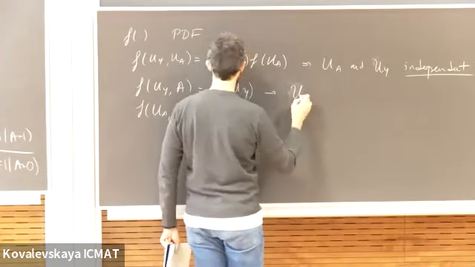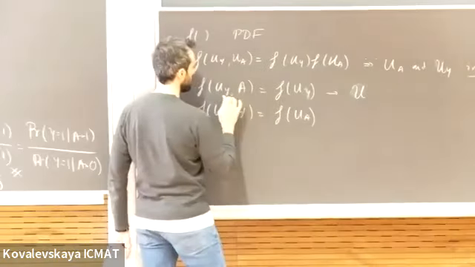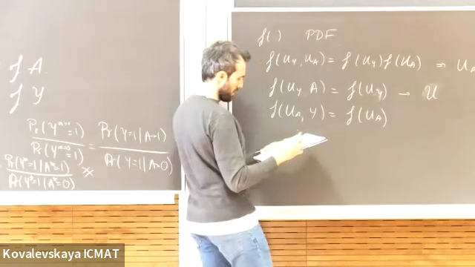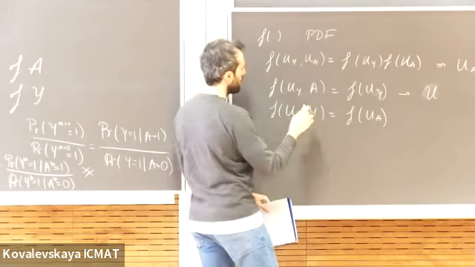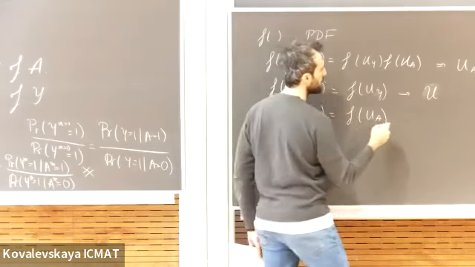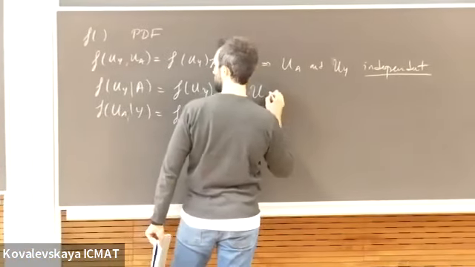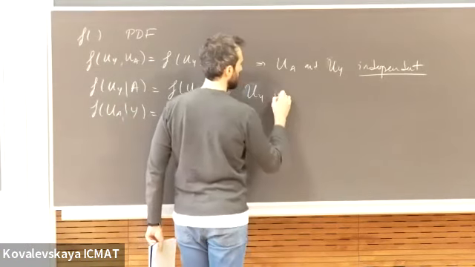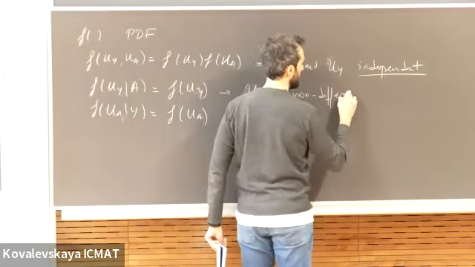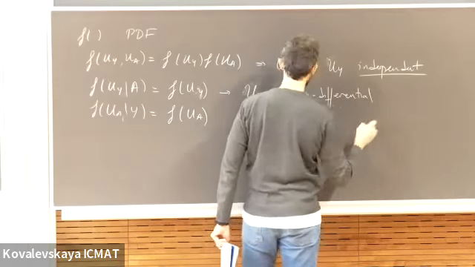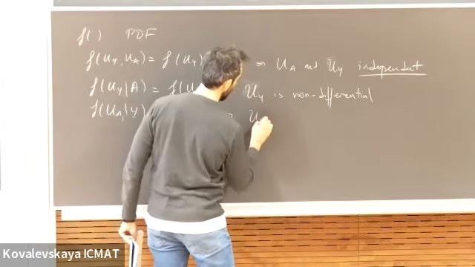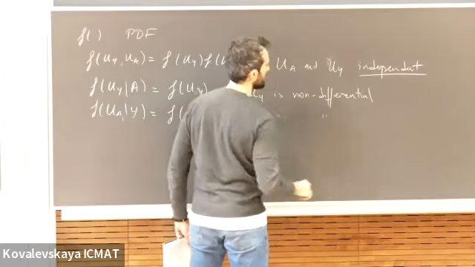It should be conditional there. Yeah, because the joint is not necessarily equal to the other one. You're right, the joint is not necessarily equal to the other one. So UI is non-differential, and UA is non-differential as well.